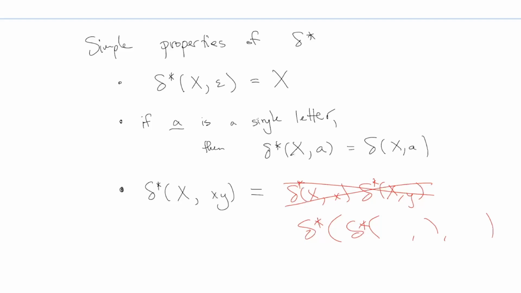I haven't filled in the blanks yet, but at least this will make sense, because this delta star here, its answer will be a state. And a state is actually the thing you can plug into another delta star in the first position of this pair. So this at least will make some kind of sense for evaluating. Anybody want to say what I should actually put in here? If I want to start in state x and then do x followed by y, how should I fill in the blanks here? I left some stuff out.